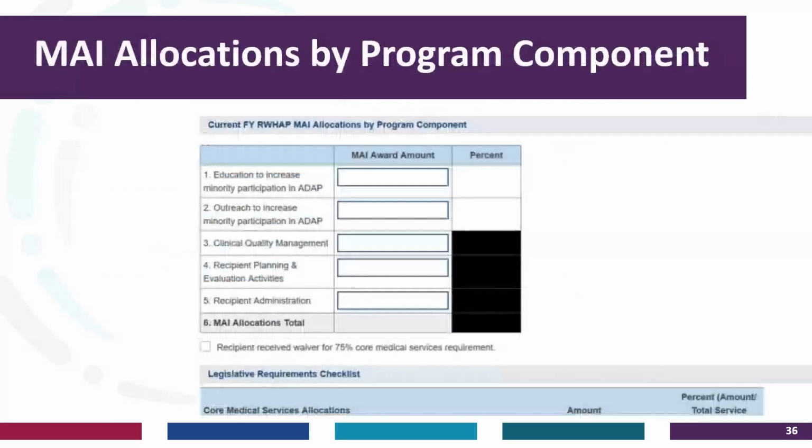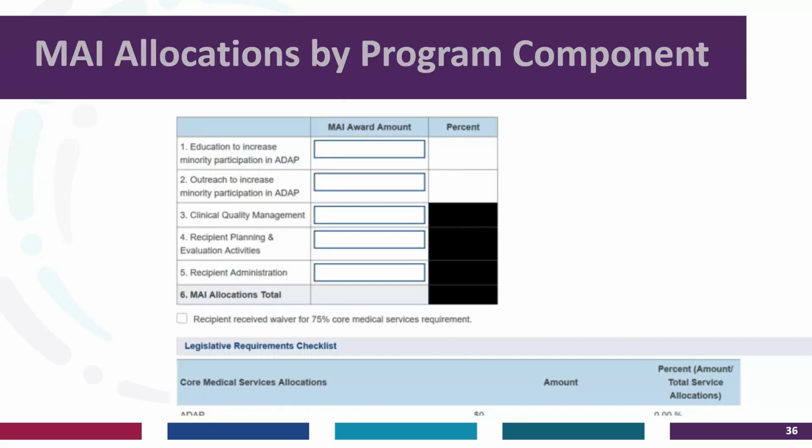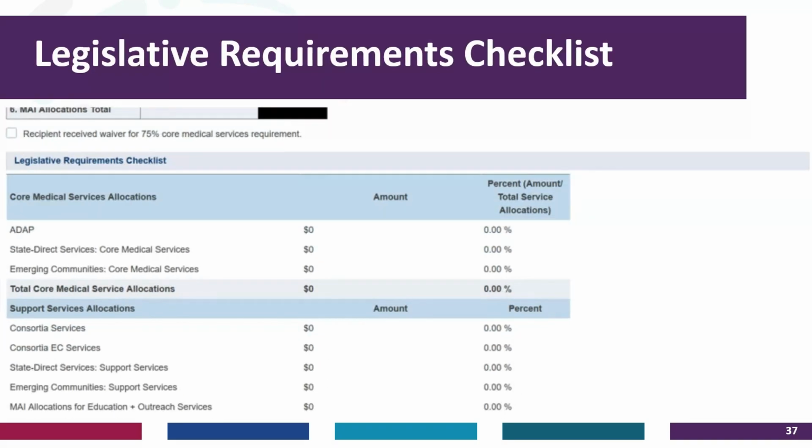And scrolling way past that table, next in this section, you're going to have the MAI allocations by program component table. This table is where you're going to report on all of your MAI funding. You're going to enter values there for MAI education, MAI outreach, and then the non-client services. You have, again, clinical quality management, planning and evaluation, and recipient administration. Keep on scrolling down here.